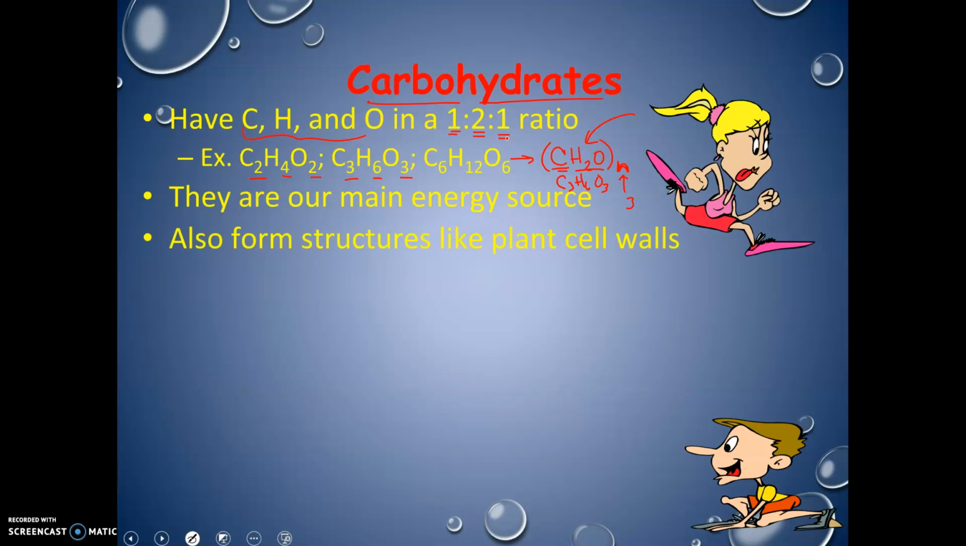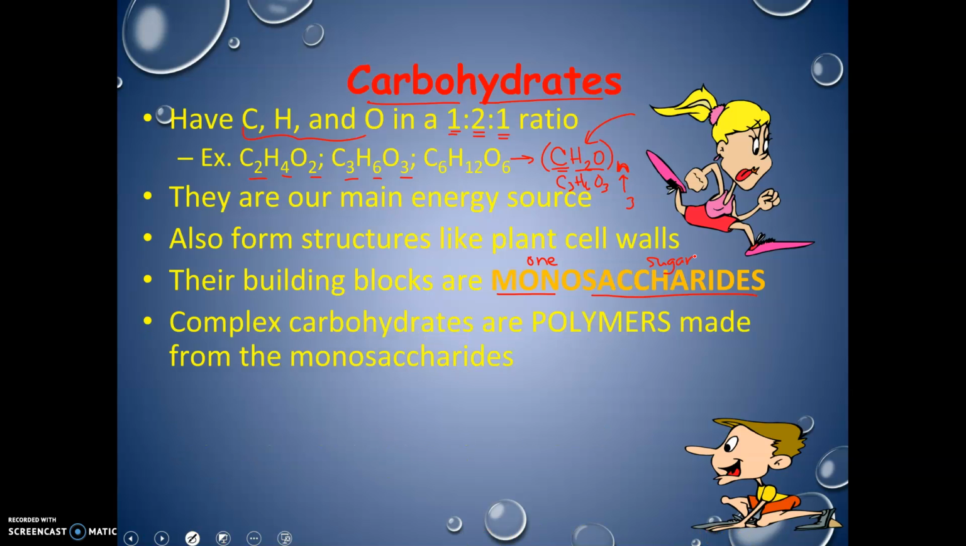Another thing that they do is they form structures. For example, the cell walls of plants. Plant cells have cell walls around them, and those are made out of carbohydrates. Fungi also have cell walls made out of carbohydrates. So the building blocks of carbohydrates are monosaccharides, and this translates, remember, mono means one, and saccharide basically just means sugar. So these are going to be made out of single sugar molecules, or simple sugar molecules. And complex carbohydrates are polymers, chains of monosaccharides.